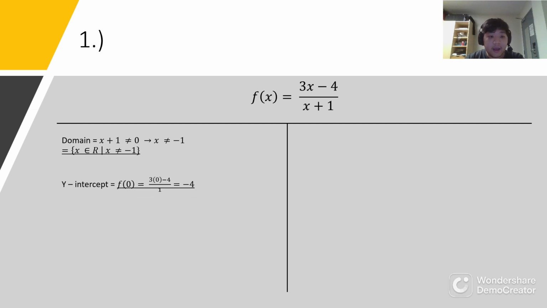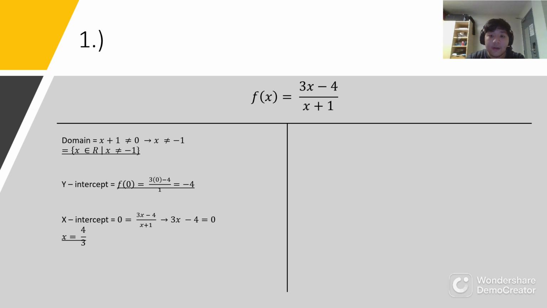The y-intercept will be where x is equal to 0, since it touches the y-axis. We can simply put 0 as the value of x into the function above, and that will give us a value of negative 4 for the y-intercept. Moving on to the x-intercept, y is supposed to be 0 since it's going to pass through the x-axis. So we can just put the formula 3x minus 4 over x plus 1 equals 0. We run the numbers, and that should give us the x-intercept as 4 over 3.